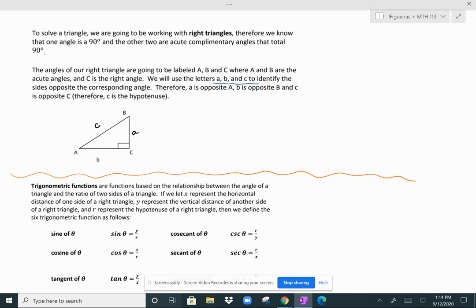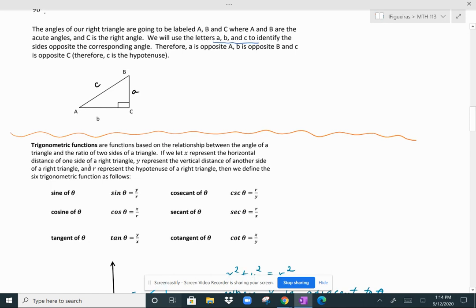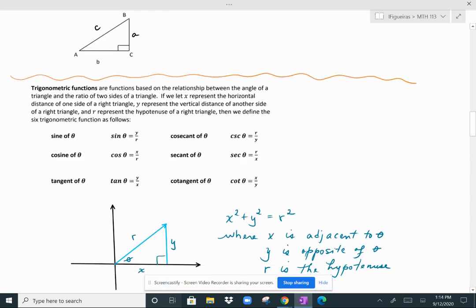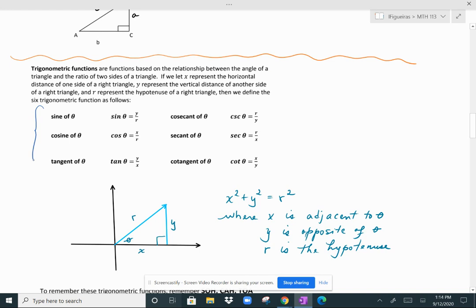Then you can define your six trigonometric functions in terms of a ratio of two of the sides. So before I talk about this, we're going to be referring to this picture here. So here's my right triangle. The angle I'm going to call theta. The horizontal side is called x. The vertical side is called y. So those are your legs, x and y, and my hypotenuse is called r. So based on the Pythagorean Theorem, you know that this is true.